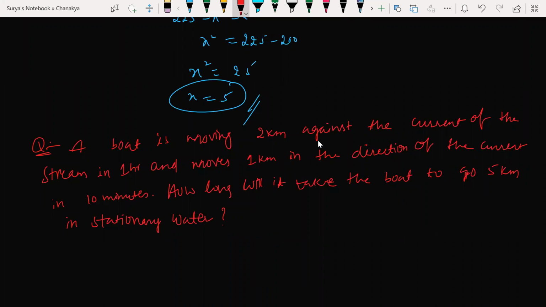Is it 1.25? Yes, 1 hour 15 minutes. But sir, 1 hour 15 minutes is 1.25 in decimals. I said in decimals, 1.25. Okay, right, perfect. And 1/4 is 15 minutes only, right? Yes, sir. Right, perfect, right answer.